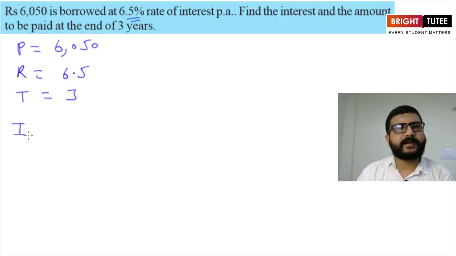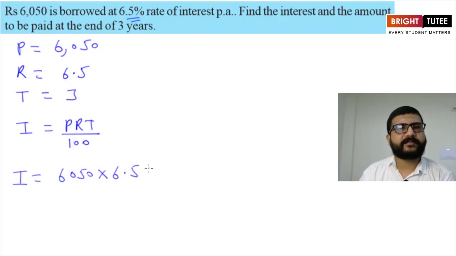Now how do we find interest? Interest is equal to PRT upon 100. Now what is the value of P? It is 6050. R is 6.5. T is 3. So let's put all the values here. So interest I will be equal to 6050 into 6.5 into 3 divided by 100.